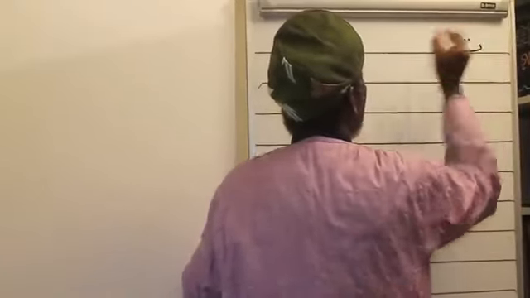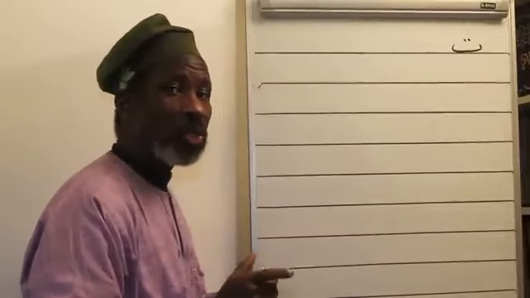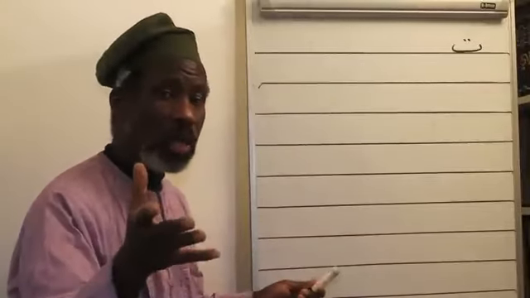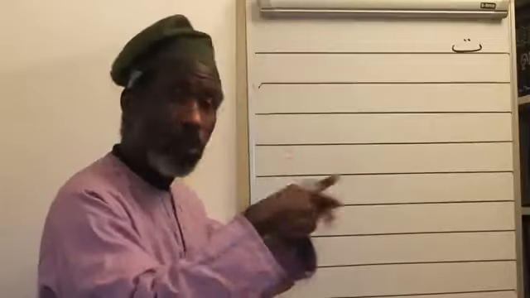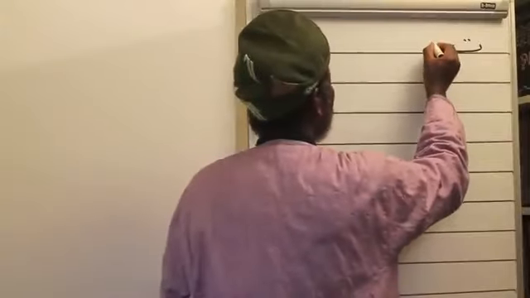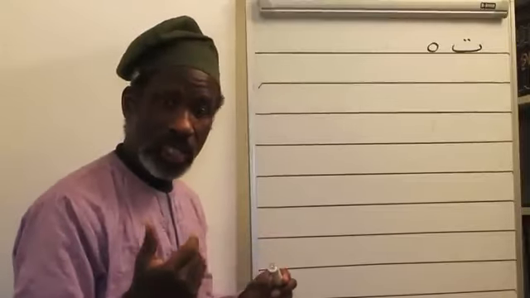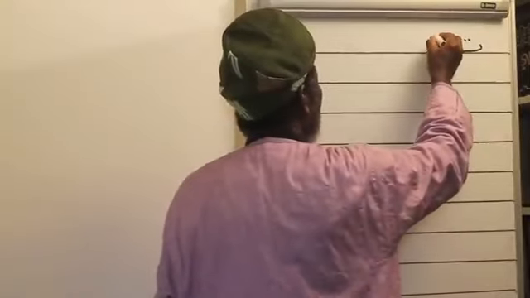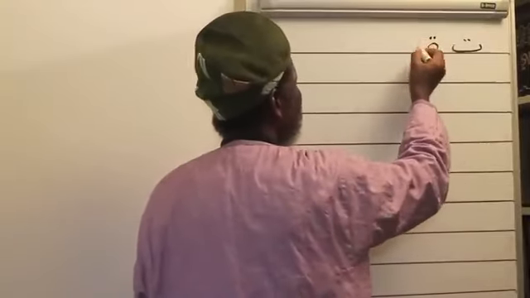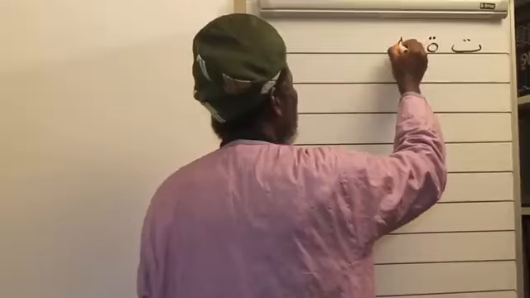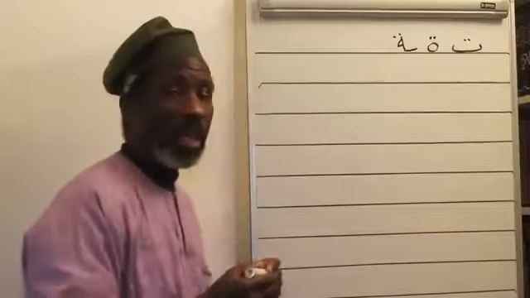Aha. Two dots. Now I need to take this opportunity to tell you about another shape of ta. We call it ta marbuta, meaning tied up ta. This is an open ta, ta maftuha, and ta marbuta. It's like the ha towards the end of the alphabet, but with the ta you need two dots above it. You will see it sometimes written like this, and you will know that later on.